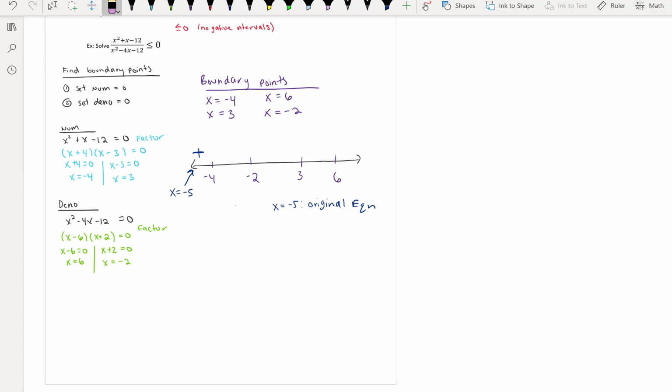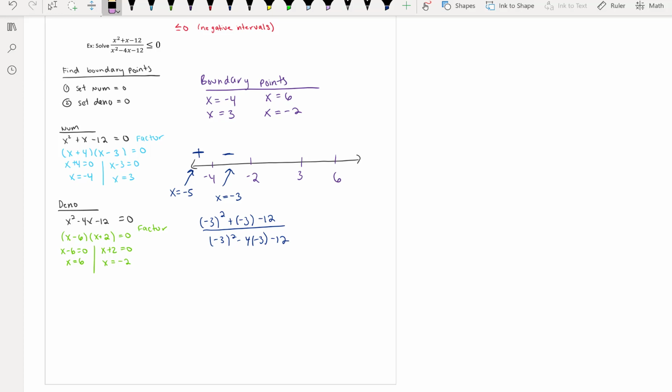So now we're going to do it again. Over here, let's pick a number that lives between -4 and -2. I don't know, what if we try x is equal to -3? So I'm going to plug -3 into my original equation. So (-3) squared plus -3 minus 12 all over (-3) squared minus 4 times -3 minus 12. When I plug that into my calculator, I get that it's going to be negative.